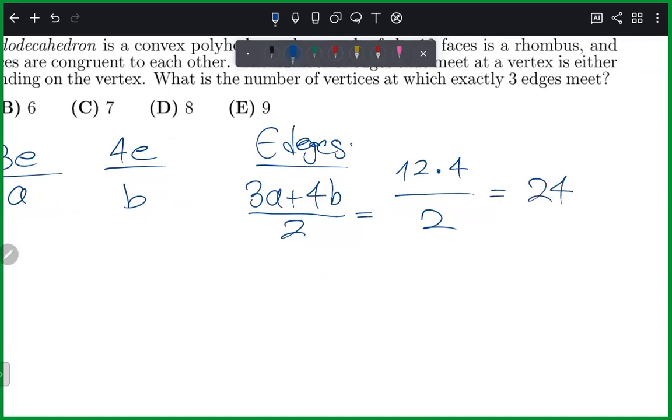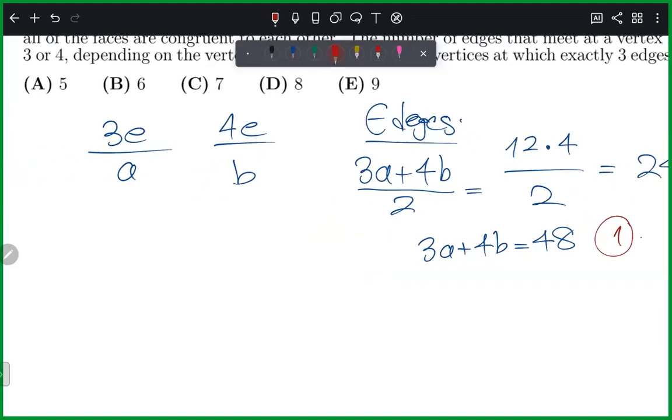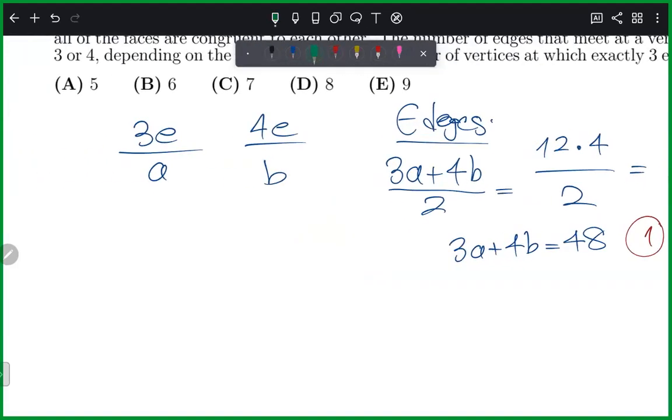So the first equation for A and B is 3A plus 4B equals 48. Let's keep this equation in mind. Let's call it the first equation. And we're going to use Euler's theorem to get the second equation.